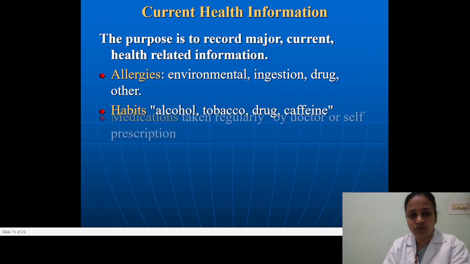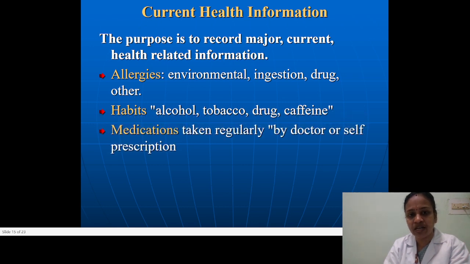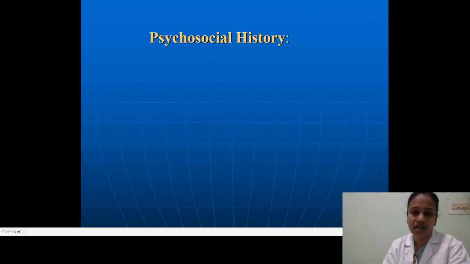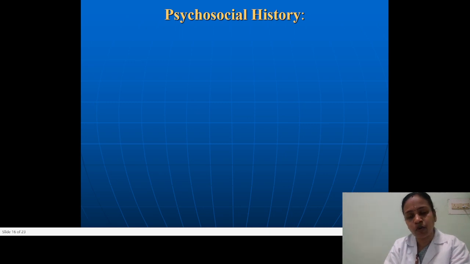Current health information. Allergies to the ingestion of food or medication, or environmental dust allergy, all such things. Habits include alcohol, tobacco, drug, and caffeine. Medications which they take regularly, with or apart from the doctor's prescription, and sleeping pattern. These should all be listed under the personal history. And also mention whether they are a sedentary worker.